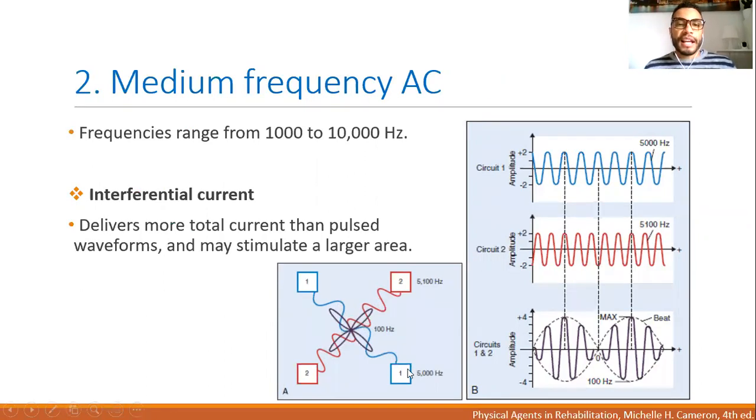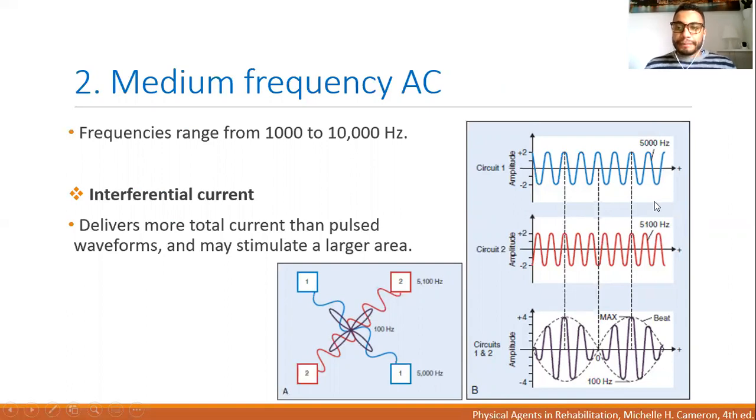So the main rationale for the use of interferential current is that we usually apply two circuits, and the frequencies of the two circuits are slightly different. The blue circuit, number one, as you see here, uses a frequency of 5,000 hertz. And for circuit number two, we have a frequency of 5,100 hertz. So they are slightly different.